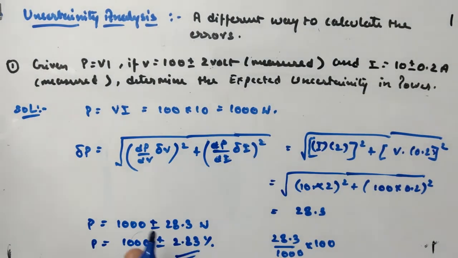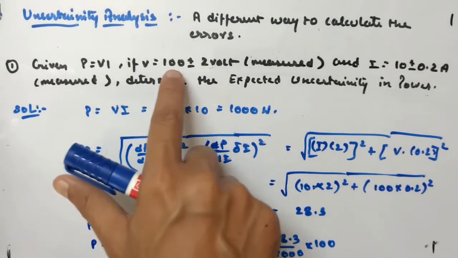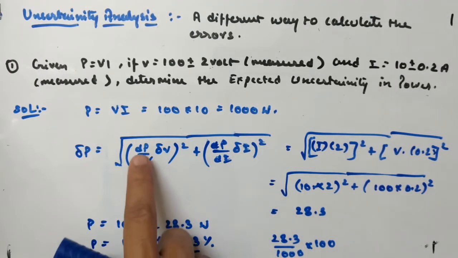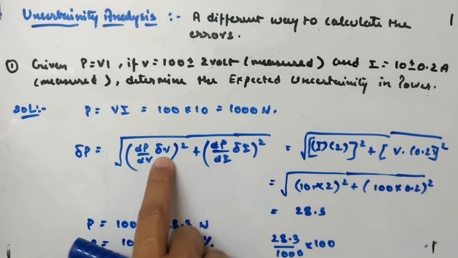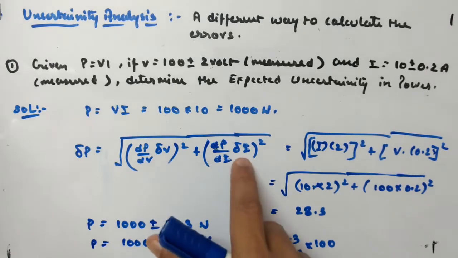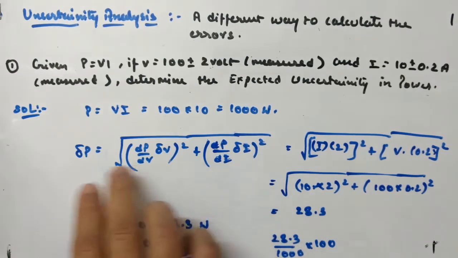Okay, so let's look at the solution. So it is given P is equal to VI, where V is voltage, I is current. So the true value of the power will be 100 into 10, that is the true values of voltage and current, that is 1000 watts. Now del P will be equal to under root, partial derivative of power with respect to voltage, absolute uncertainty whole square, plus partial derivative of power with respect to current, then absolute uncertainty of current whole square, under root.